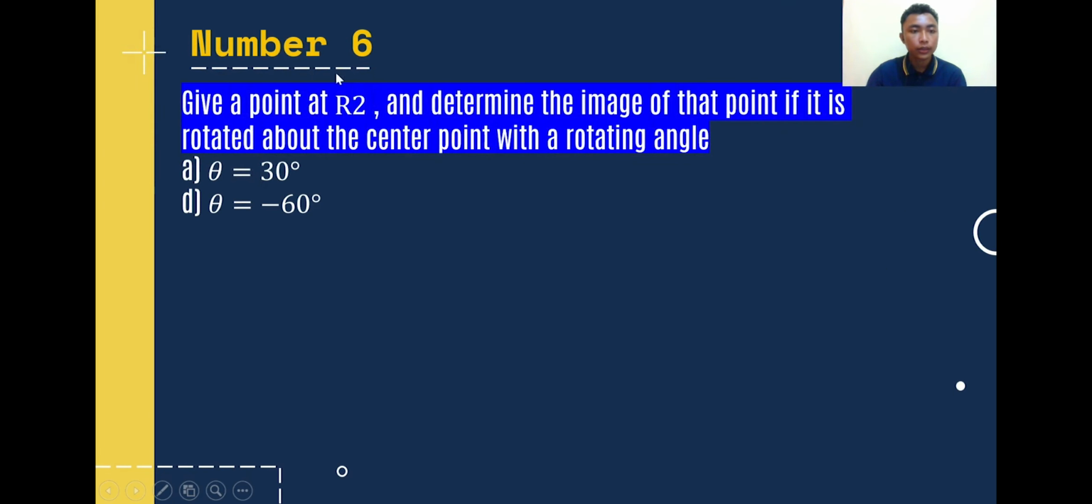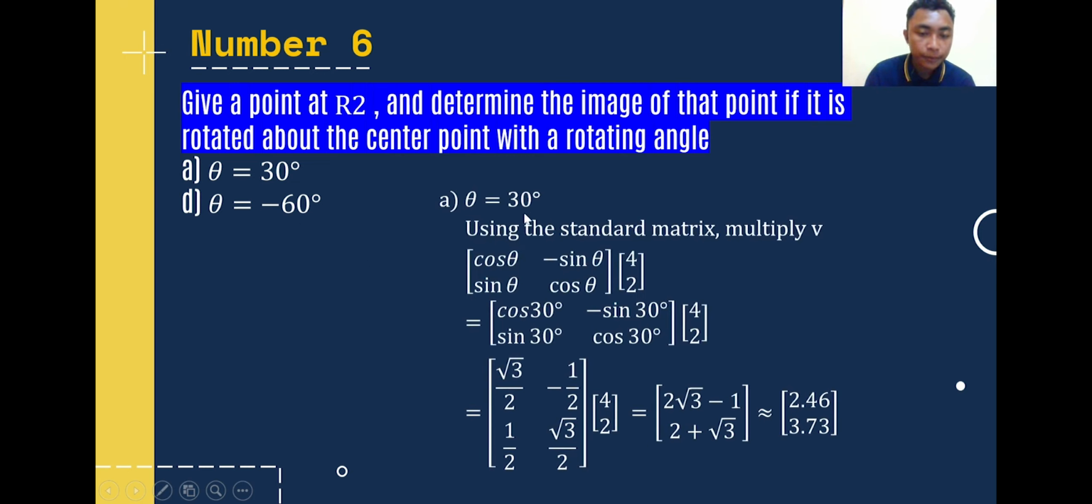number 6: give a point in R2 and determine the image of the point if it is rotated about the center point with the rotation angle. The first is theta is 13 degrees, and in part D theta is minus 16 degrees. So the answer, the first: if theta is 13 degrees, we will use the standard multiplication matrix.